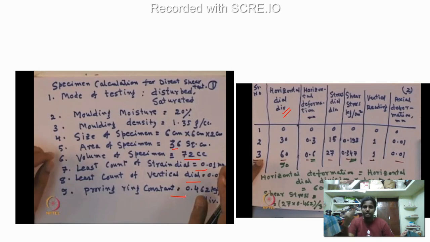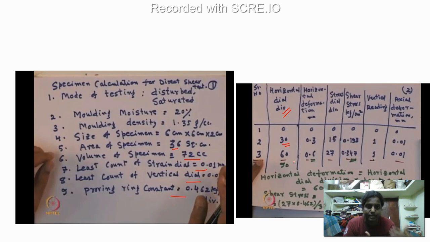I said there were three gauges. You have to note down the least count of them. You are seeing that it has moved 30 divisions. You have to note down the reading for every 30 seconds. Then what will happen? The shear load will keep on increasing as the test starts.